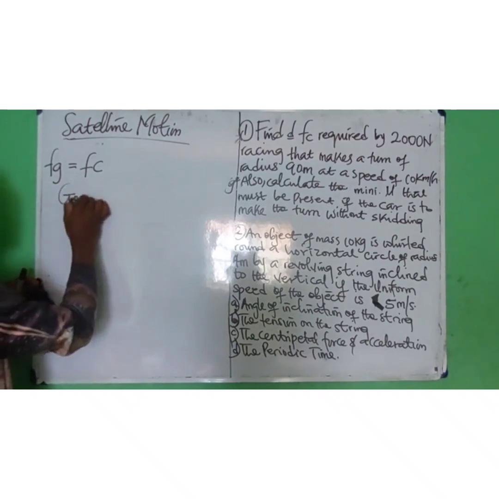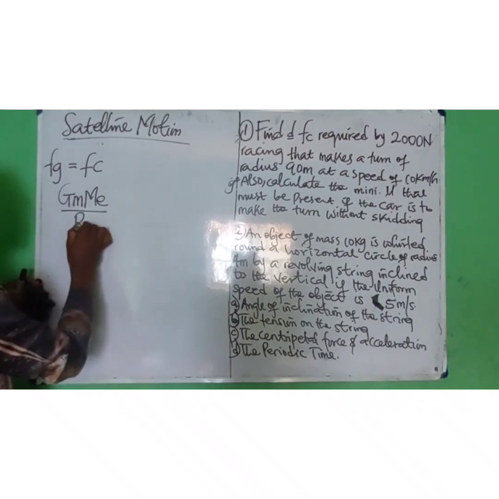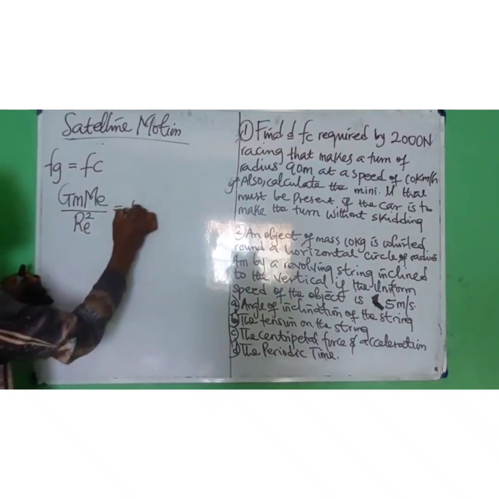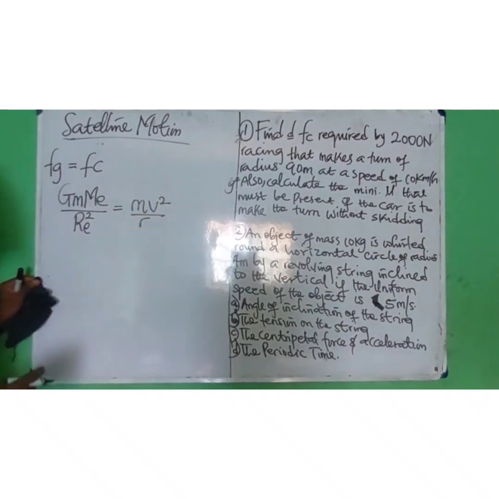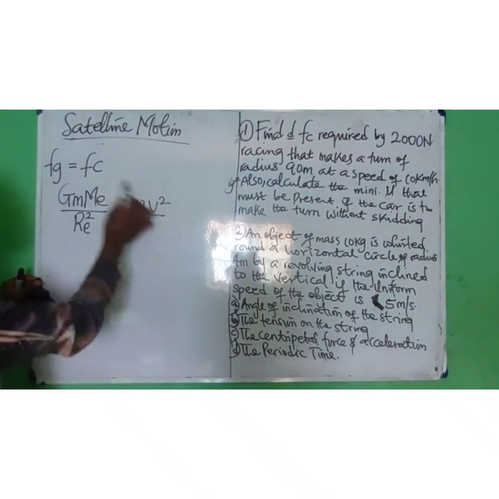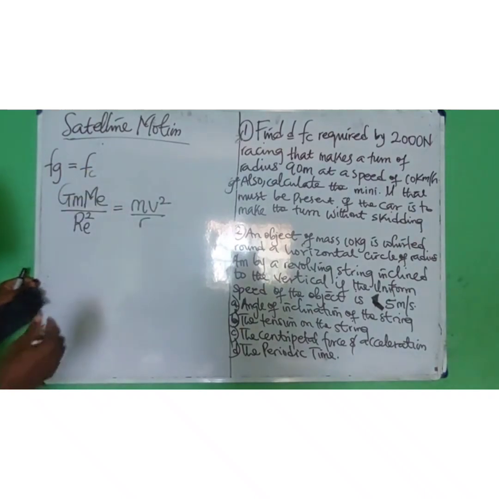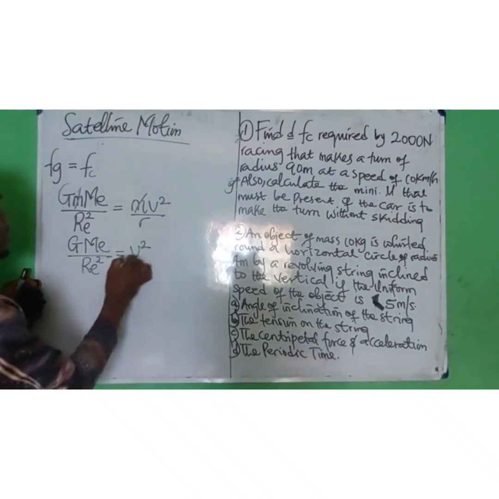Now, from what I have here, Fg is giving us G M E over R_E squared, then equals m v squared over R. Why do I have this? This is the formula of centripetal force. So from here, we'll cancel out these two, and I'll now have G M E over R_E squared equals v squared over R.